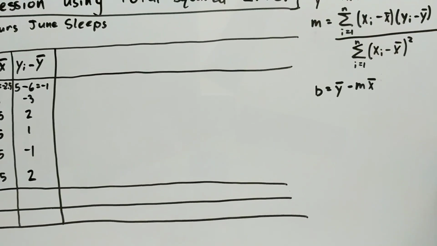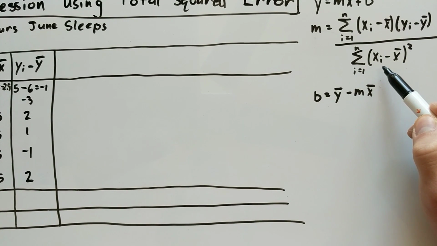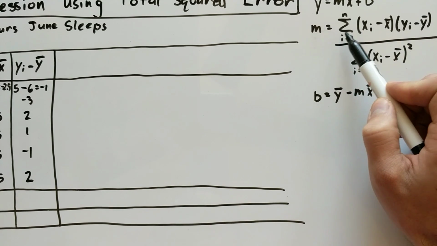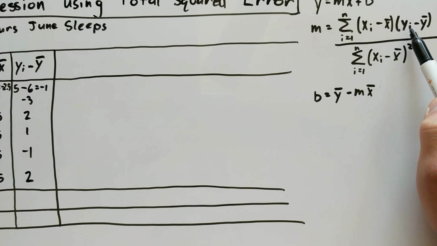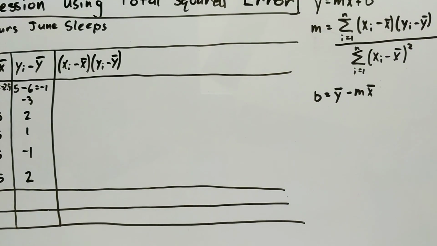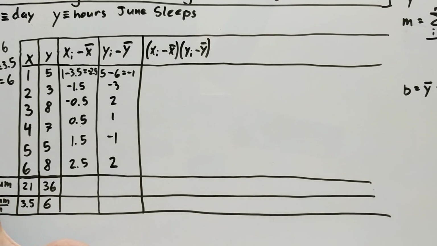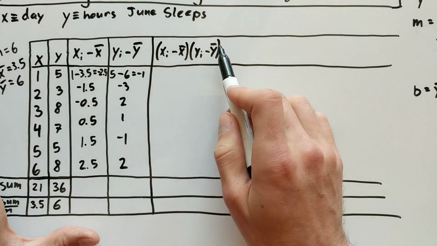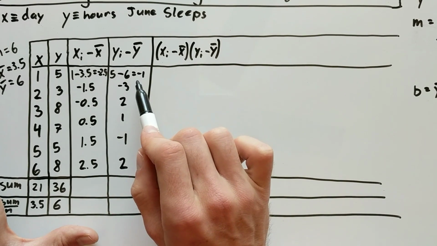Okay, so we've now done the intermediate steps to finish this part, and then we'll also do this one here pretty soon. But first, this sum is multiplying the individual xi minus x bar times the individual yi minus y bar. So let's do this part next. We've already calculated the inside of this parentheses in this column and the inside of this parentheses in this column. So it's just this value times this value.